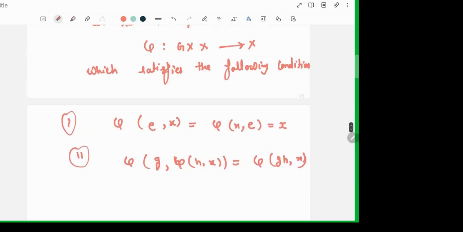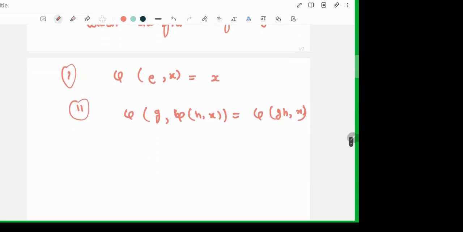Phi takes the tuple (e, x), that's fine, but x is not in G. So can we actually write it like that? We shouldn't write it that way. So we should write only phi comma x is x. Yeah, that's correct. Good. So this is the definition.